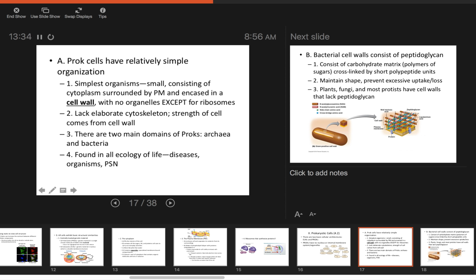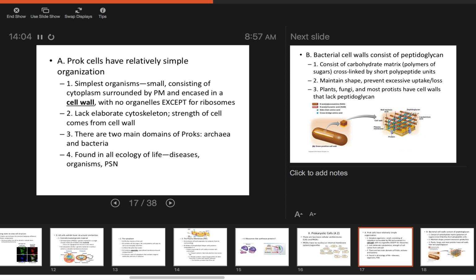Prokaryotic cells have a relatively simple organization. They are the simplest organisms. They are usually unicellular and small. They have a cytoplasm surrounded by a plasma membrane. They have a cell wall, and we're going to talk about what that cell wall is made of. No organelles except for ribosomes. They don't really have a cytoskeleton on the inside, and the reason for that is they have a very rigid cell wall that I will talk about in depth here. The strength of the cell comes from the cell wall made of peptidoglycan.